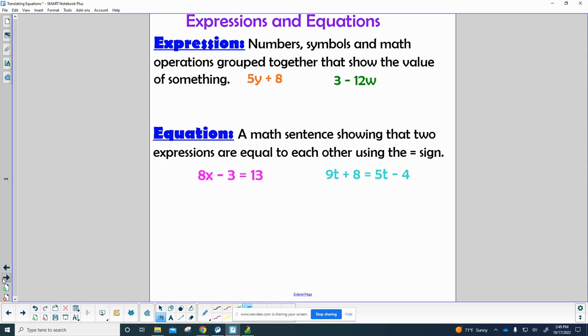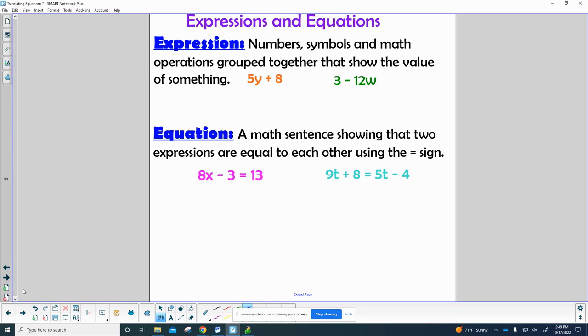Okay, so today we're going to talk about expressions and equations and how we can write them from a word problem. I know everybody's favorite. So remember, an expression is just numbers, symbols, and math operations grouped together that show the value of something, like 5y plus 8, 3 minus 12w. These can come in all shapes and sizes. An equation is a math sentence that shows two expressions are set equal to each other, like 8x minus 3 is equal to 13, or 9t plus 8 equals 5t minus 4.